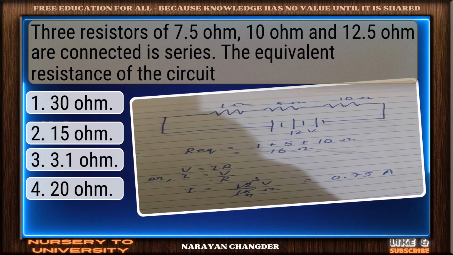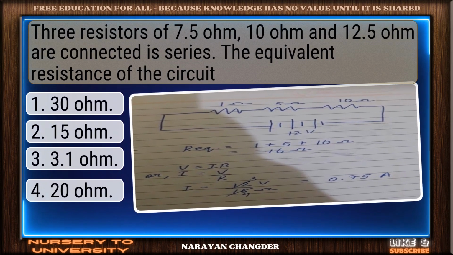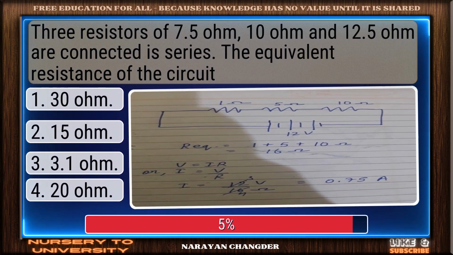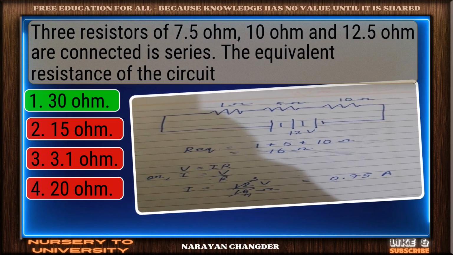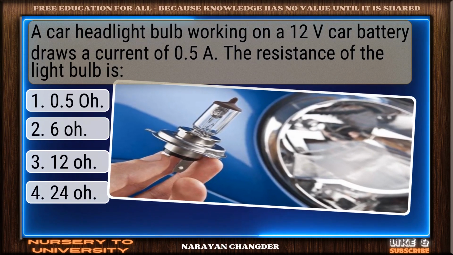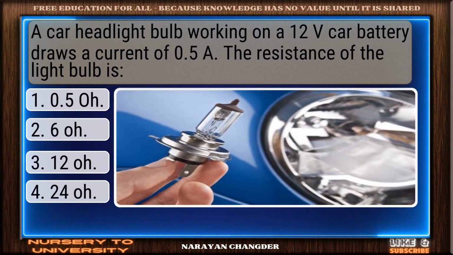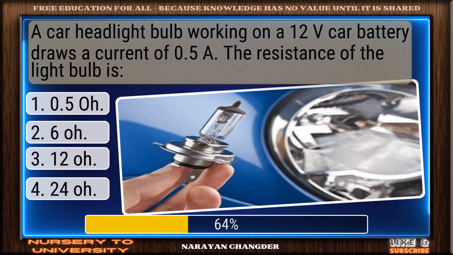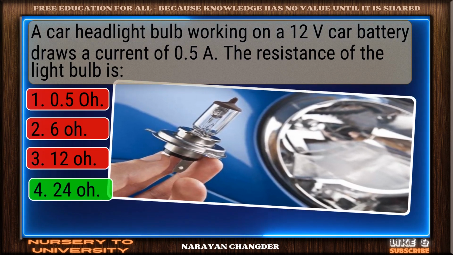Three resistors of 7.5 ohm, 10 ohm and 12.5 ohm are connected in series. The equivalent resistance of the circuit... Bravo, 30 ohm is the answer. A car headlight bulb working on a 12V car battery draws a current of 0.5 A. The resistance of the light bulb is... Valid point. 24 ohm is true.